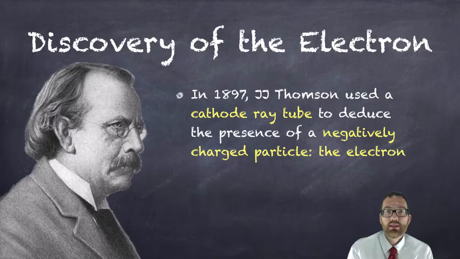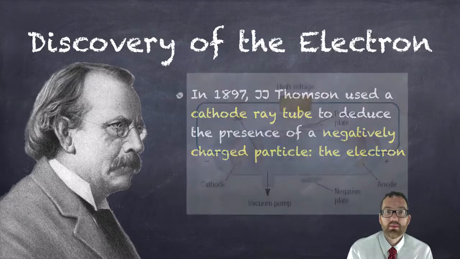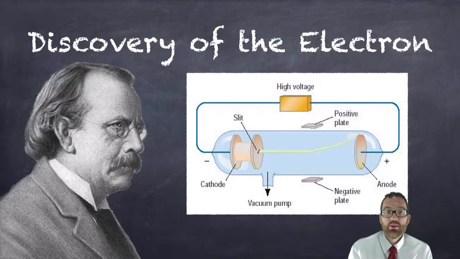Thomson. In 1897, he used an experiment called a cathode ray tube to deduce the presence of a negatively charged particle, which we now call the electron. Here's how his experiment worked. So he had this glass tube under vacuum, and he had a cathode and an anode in it. These were metal objects. He ran a high voltage electricity to the cathode.